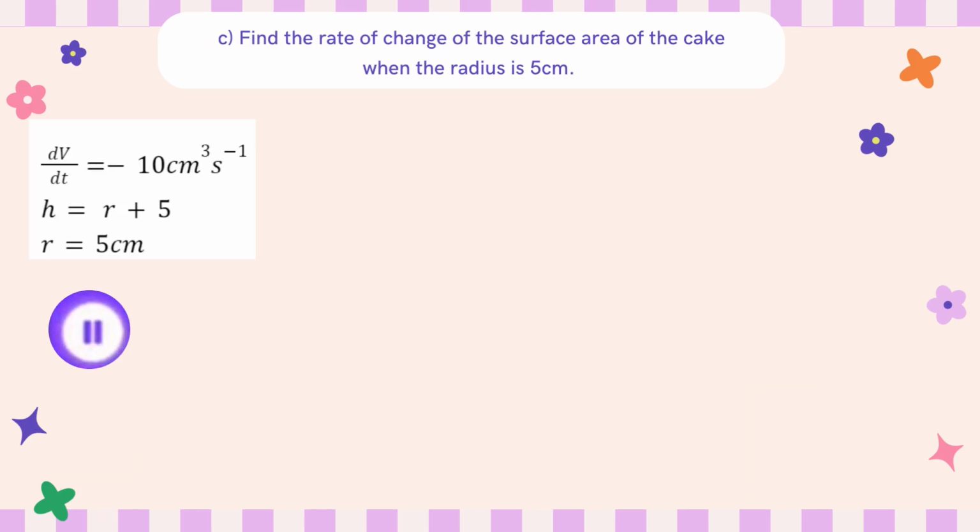Question C. Find the rate of change of the surface area of the cake when the radius is 5 centimeter. From the question, we know that the rate of change of volume of the cake is negative 10 centimeter cube per second. We know that dV/dt is a negative value because the cake is melting, so that means the volume of the cake is decreasing. After listing out all of the information that we have obtained from the question, we now can focus on what the question really wants, which is the rate of change of the surface area.